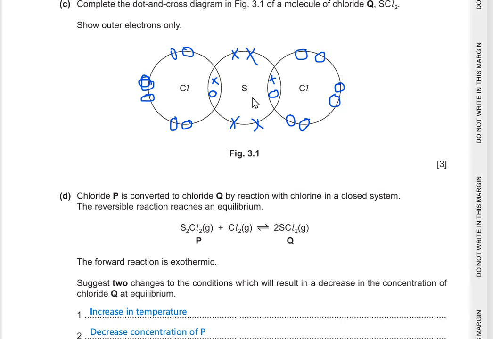And remember that sulfur originally had 6 outer electrons. Chlorine originally had 7 electrons. So they should be the same number. What is different is that they are now sharing 2 electrons with each other.